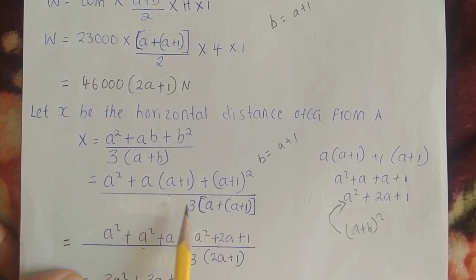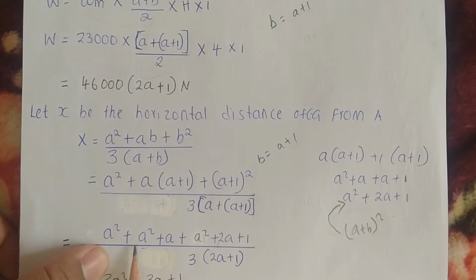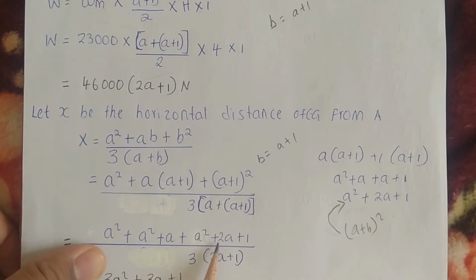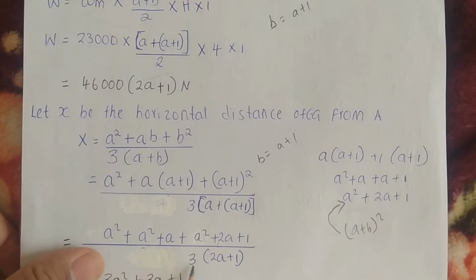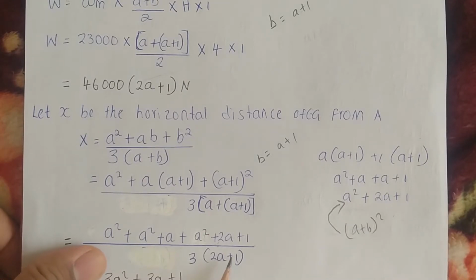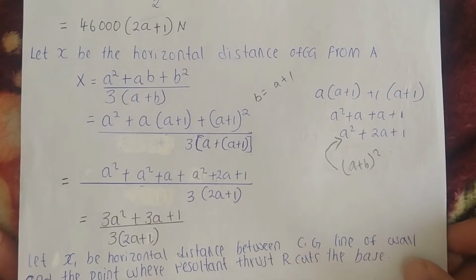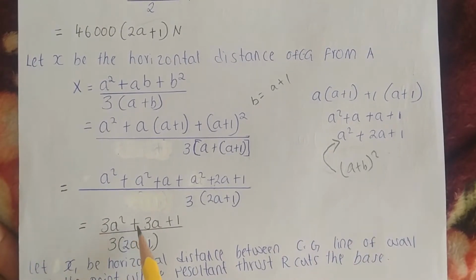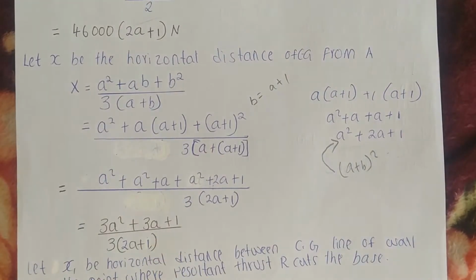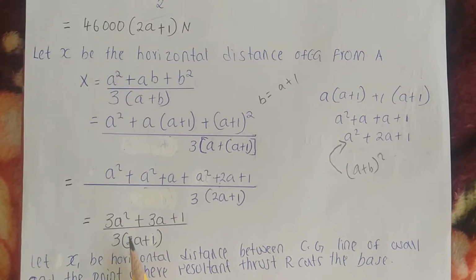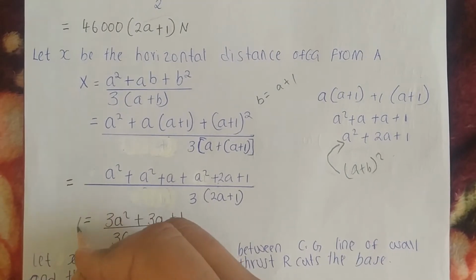So we have replaced it over here. You can see A squared plus A squared plus A plus A squared plus 2A plus 1 all over 3 into 2A plus 1. So when you collect the like terms and then you add, you'll get your answer as 3A squared plus 3A plus 1 all over 3 into 2A plus 1. So this is the answer you'll get. So this is our X.